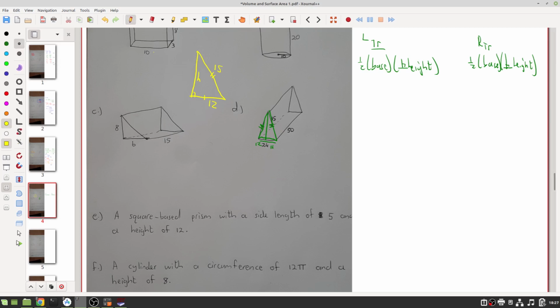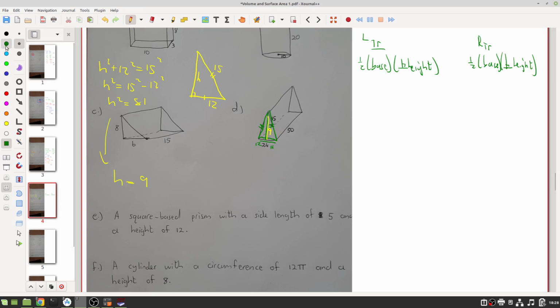And now we find this height by using Pythagoras' theorem again. So that's going to be h squared plus 12 squared is equal to 15 squared. So h squared is equal to 15 squared minus 12 squared. So h squared is equal to 225 minus 144, that's 81. And then we get the square root of both sides. The square root of h squared is h, and the square root of 81 is 9. So 9 is the value of our perpendicular height here.